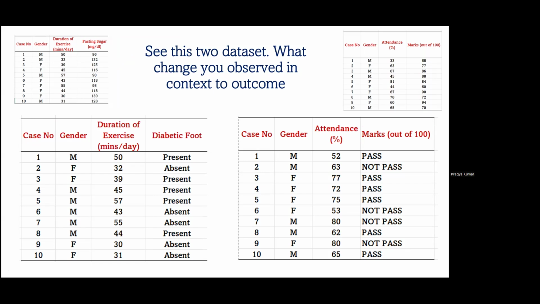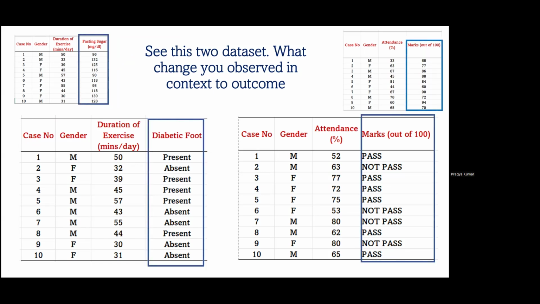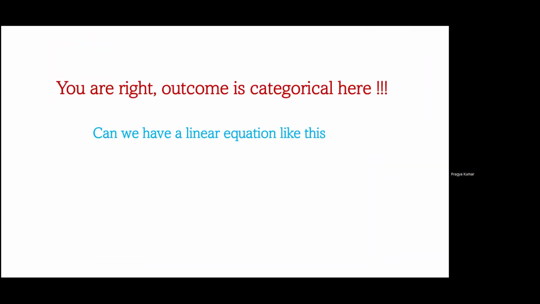So we have categorized these continuous marks obtained totals. Let's say if my passing marks is 60%, then I have categorized it using pass and fail. So I have used this as a categorical variable.